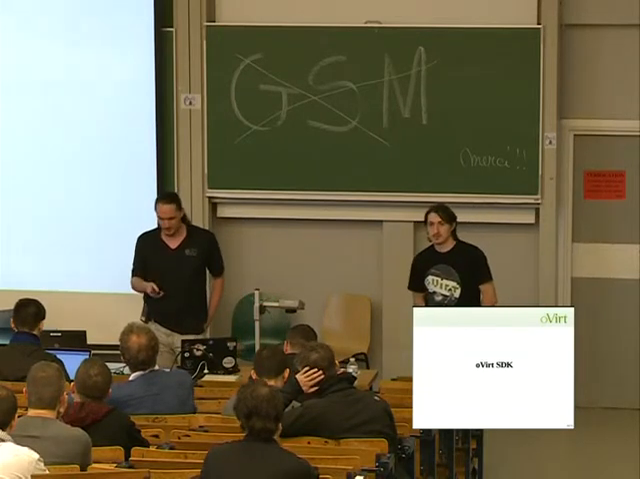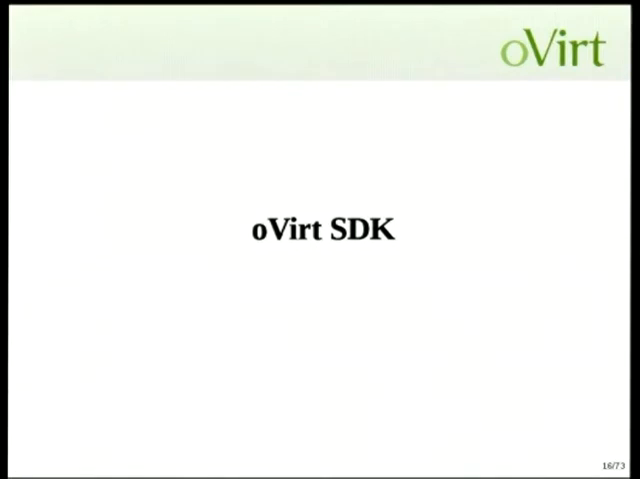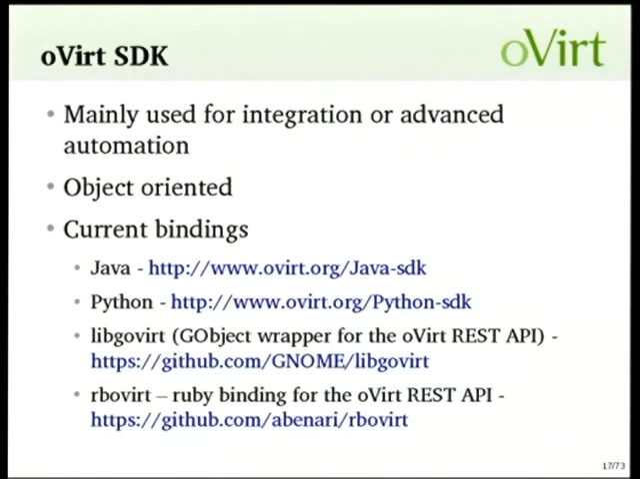Let's talk about the SDK that is built on top of it. REST API is nice, but usually you want to access it more programmatically if you're extending oVirt. So basically, it's used more for integration, automation, and some advanced usages. And it's object-oriented, so you just access and use the objects. The current bindings we have are Java and Python, which are the stable ones. And we also have libgovirt and rbovirt, which are less stable. And some more are planned to be supported.